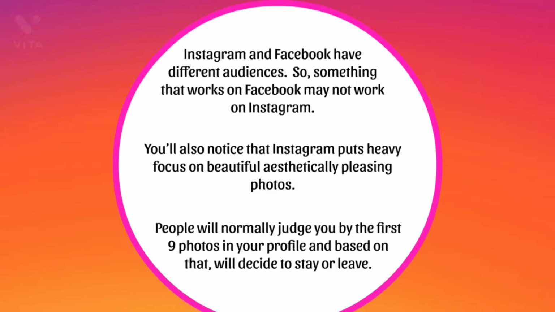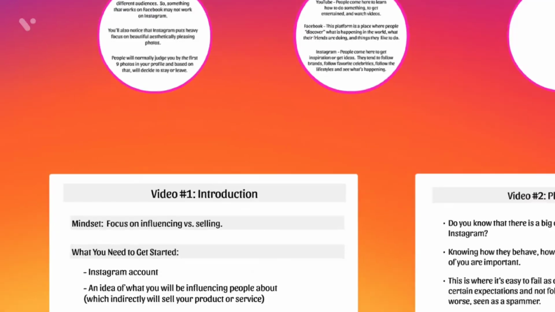When people go to your Instagram profile, they're going to see about a few images. And people will normally judge you based on the first 9 photos in your profile. And based on that, they will decide to stay or they will decide to leave. So you've got to make sure that you choose your best 9 photos at the forefront. So when somebody comes to your Instagram profile, they see the best of the best, right?